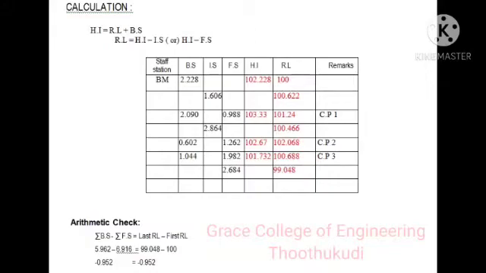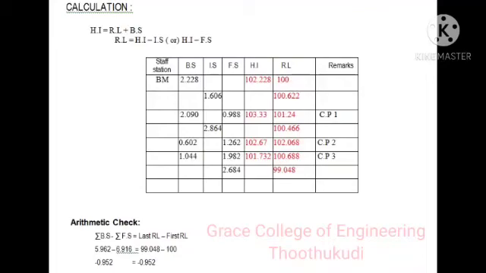The height of the instrument and the reduced levels can be calculated as: height of instrument equals reduced level plus backsight, and the reduced level can be calculated by height of instrument minus intermediate sight, or height of instrument minus foresight. Thereby the height of instrument and reduced level columns are filled.